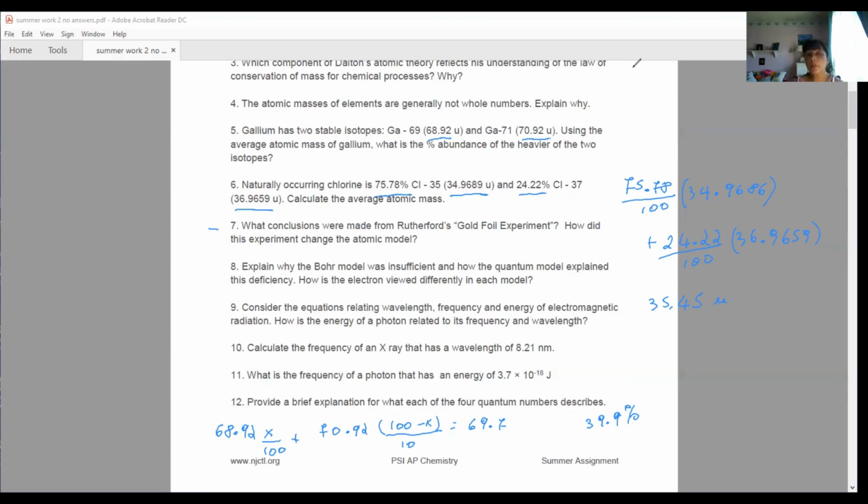So this means that basically the protons are packed in the nucleus in the center of the atom. Then number 8, explain why the Bohr model was insufficient and how the quantum model explained the deficiency, and how is the electron viewed differently in each model. So for Bohr, remember that we have the nucleus here, okay? And then you have specific orbits, okay?